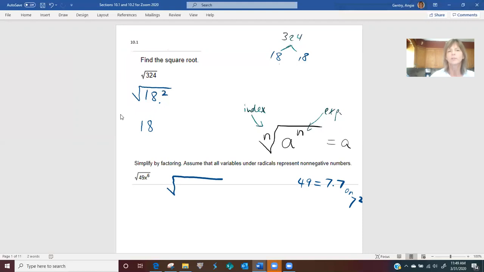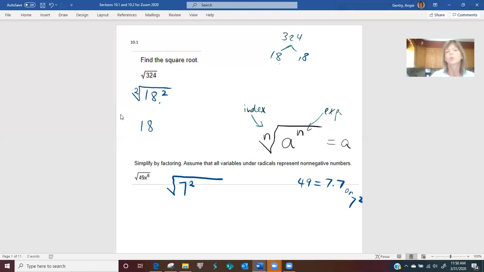Oh, and your index, just so you know, this is called a square root, but your index, when you don't see it, is actually an implied 2. Like this up here was really a 2. We just don't write it there because it's an implied 2. Okay, so the next one, you could write the 49 as 7 squared, you see?